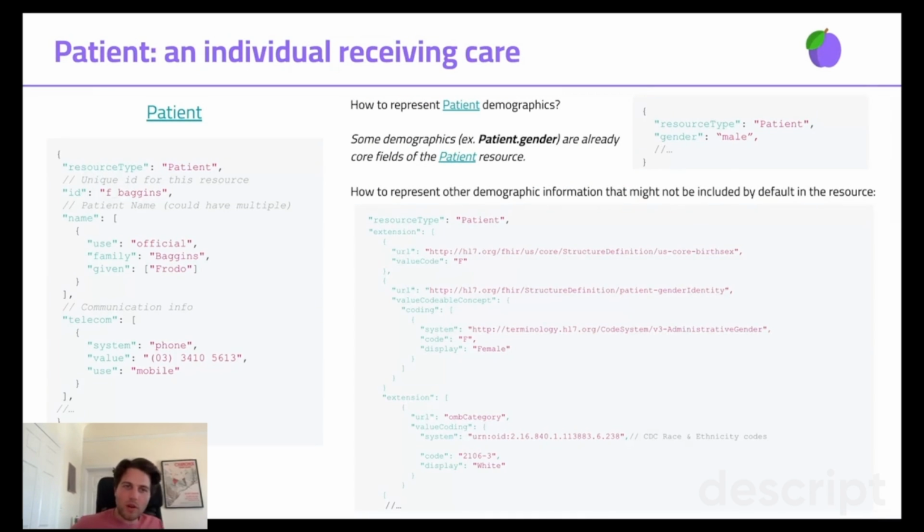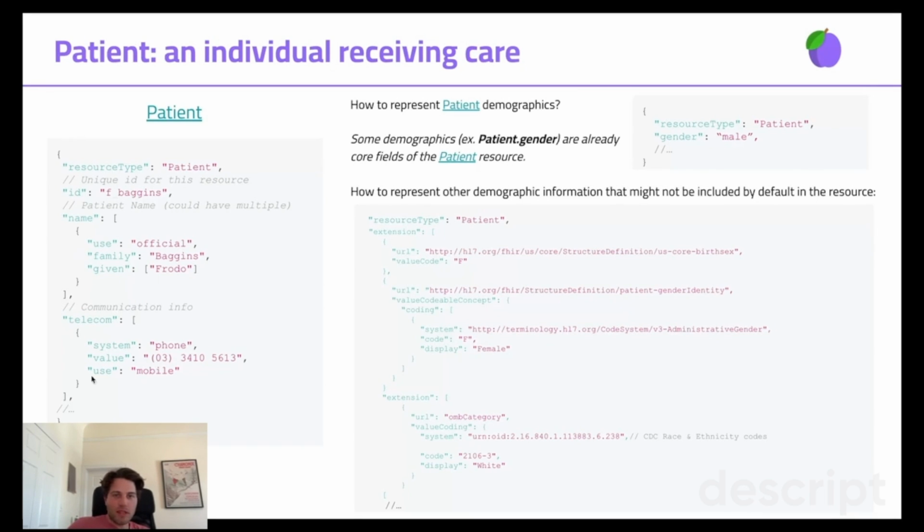So first, I want to talk about the patient. This is the most obvious of the three, and simply put, it's just an individual receiving care. Now, you might be familiar with FHIR, you might not. Here's the basics. We represent a patient in FHIR as a resource. So in object-oriented programming, it's the equivalent to an object.